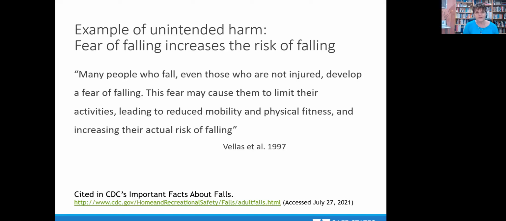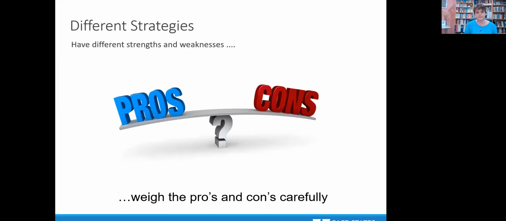The problem here is that if they don't, we have people who now have an increased awareness of their risk, and therefore increased fear of falling. And so not only were we not successful in preventing their falls by addressing the risk factors, but we may have unintentionally increased their risk for falls and falls-related injury. Clearly, different strategies have different strengths and different weaknesses. And we need to be weighing the pros and cons. And we need to be doing this carefully.